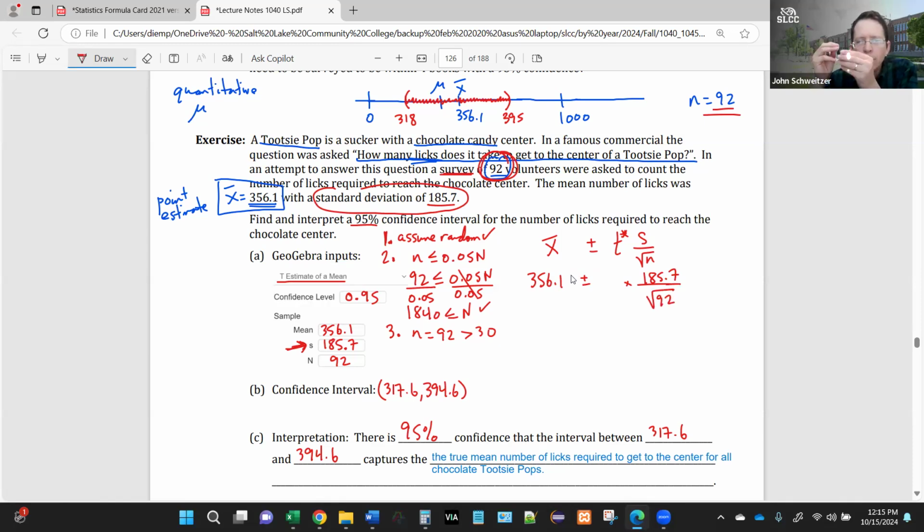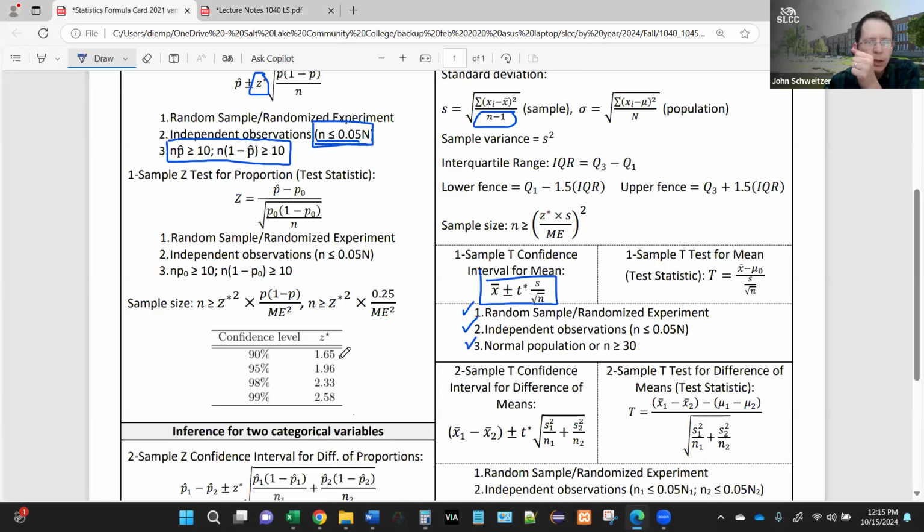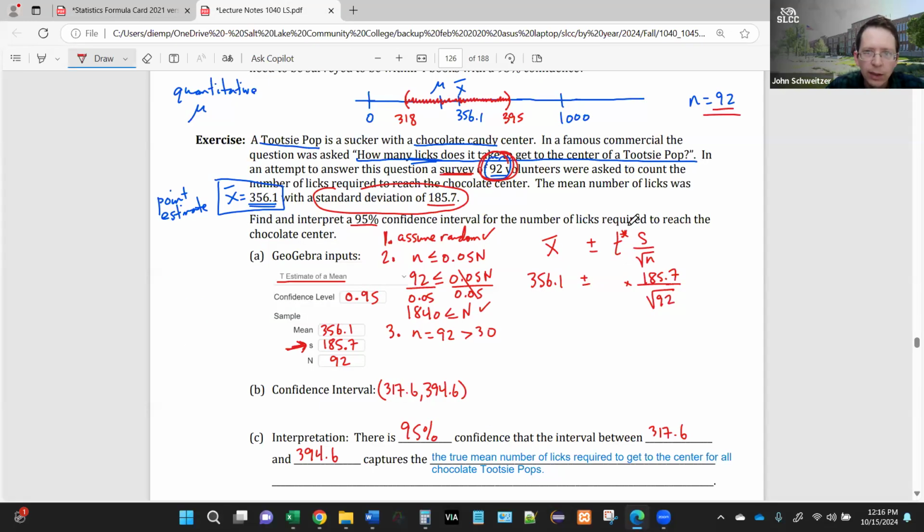So if you're thinking carefully, you might remember, oh, we have a table for Z star values, right? So is there a similar table for T star? Yes, but it's much more complicated, and that's because it changes for every different sample size. So basically, we would have to have one of these tables for each possible sample size, which is just not tenable really on a formula card. So for T star, we will use technology.